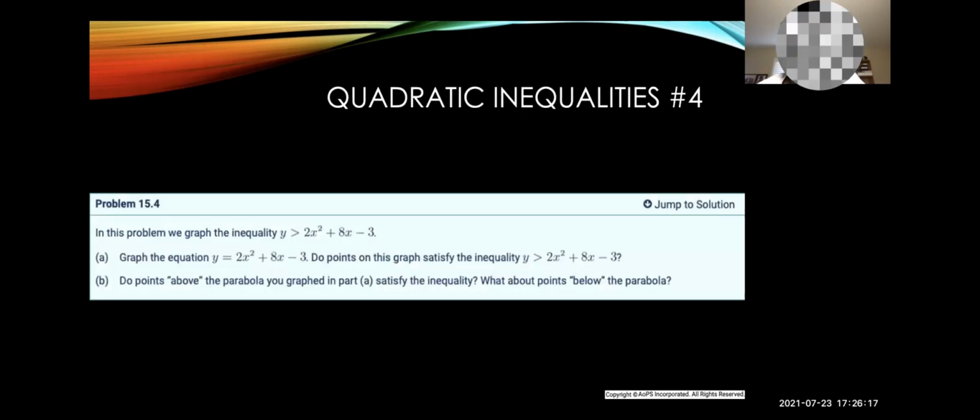Here is another one. This is the last quadratic inequality we're going to do. So in this graph, we have this inequality. So graph this equation and then figure out what points on the graph will satisfy this inequality, if there are any points, and then figure out if the parabola satisfies the inequality. So I'll give you guys 5 or 6 minutes for this problem again.